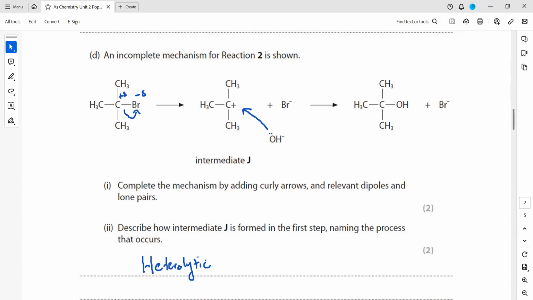And why did this happen? Because both of the bonded electrons are taken by bromine. So the bonded electrons are taken by the bromine atom because it is more electronegative.